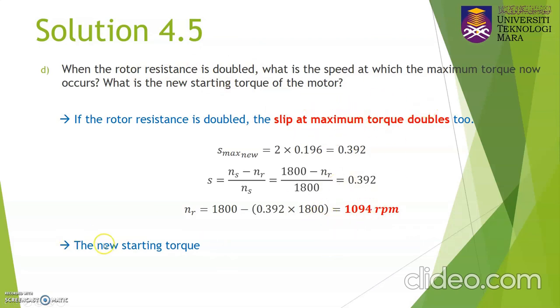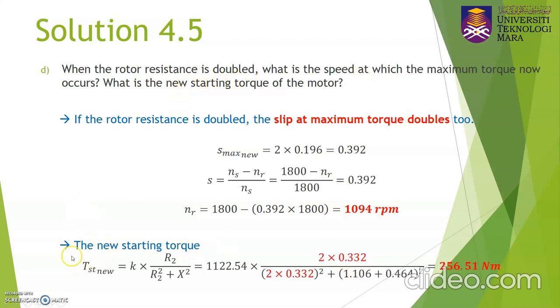And what is the new starting torque of the motor? You just need to calculate it again with the new formula. In this case, R2 is doubled, so you need to multiply R2 by 2, 2 multiplied by 0.332. Here R2 also needs to be doubled. Finally, the new starting torque is equal to 256.51 Newton meter.